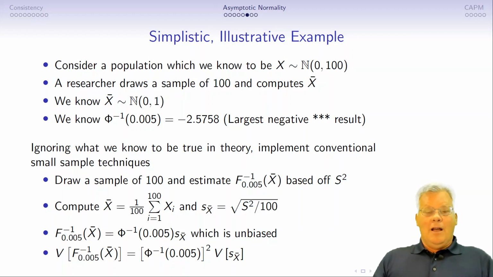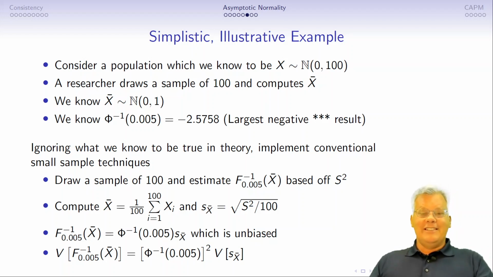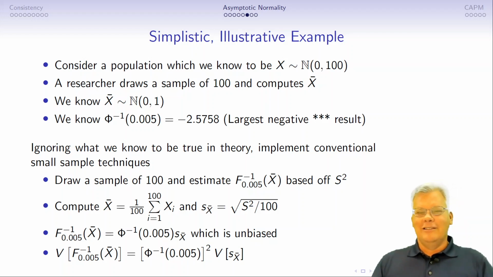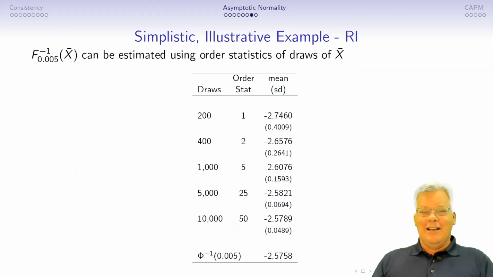And the variance of this largest 3-star negative result value is going to equal minus 2.5758 squared times the variance of this standard deviation. We're really getting deep. But anyway, I computed all these things. I'll show you here in, actually it's going to be the next slide.